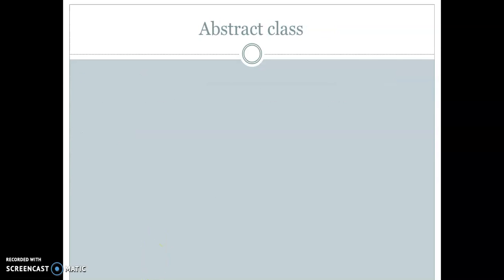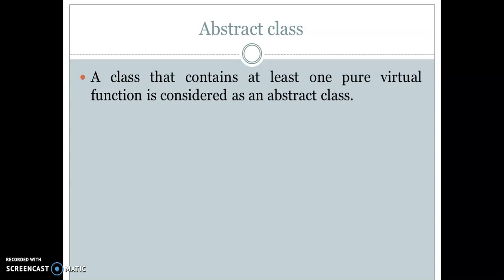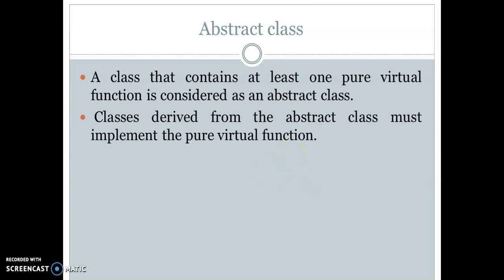Now let us look at the abstract class. An abstract class is a class which contains at least one pure virtual function. The pure virtual function must be implemented by the classes derived from an abstract class. So classes derived from the abstract class must implement the pure virtual function.